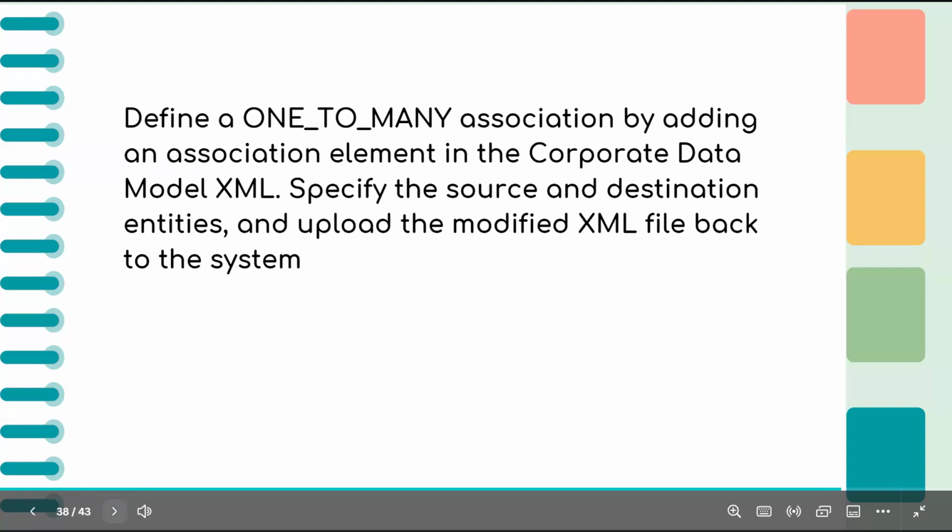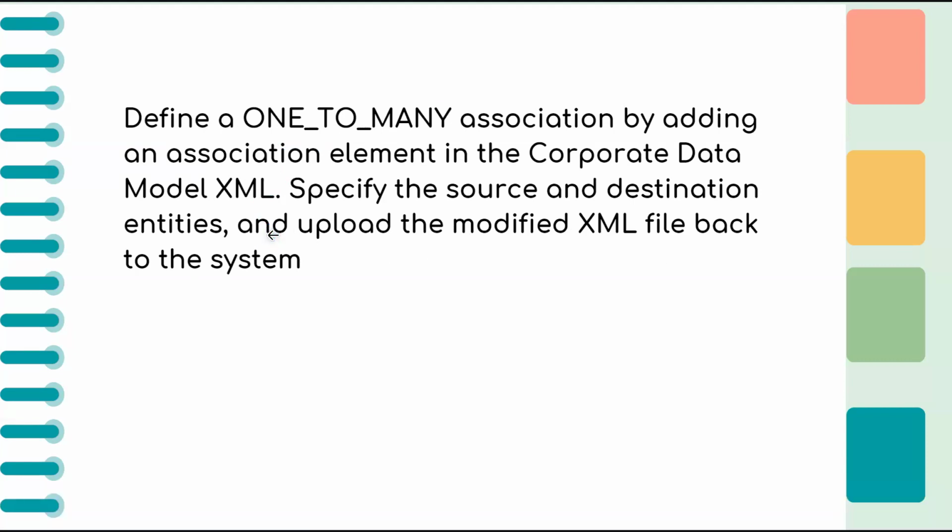So there is an option when you go to your data model. There is also a one-to-many association element option. How do you add it? What is the source? What is the destination? You can do that as well.